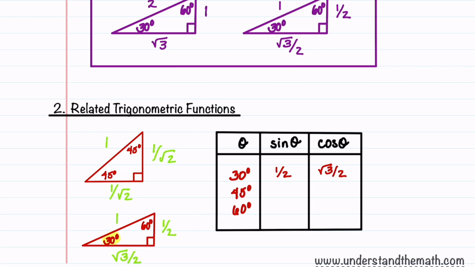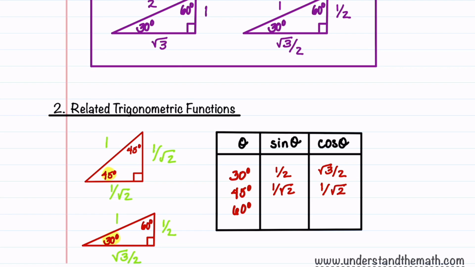For our 45, 45 degree triangle, you can see that the sine and the cosine are going to be the same. The sine is opposite over the hypotenuse, which is 1 over root 2, and the adjacent over the hypotenuse is also 1 over root 2.